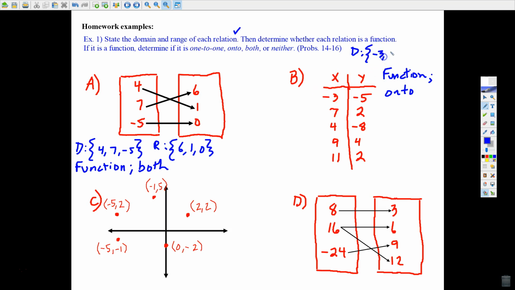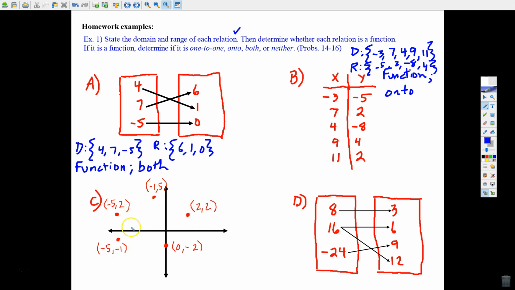Domain: -3, 7, 4, 9, 11, and then range, squeeze it in right here: -5, 2, -8, 4. I don't like to show these as being used more than once in the set, so you don't have to show these repeats more than once. So I just show the range as -5, 2, -8, and 4, and that's my complete answer. Alright, so letter C, just another way of showing a relation.